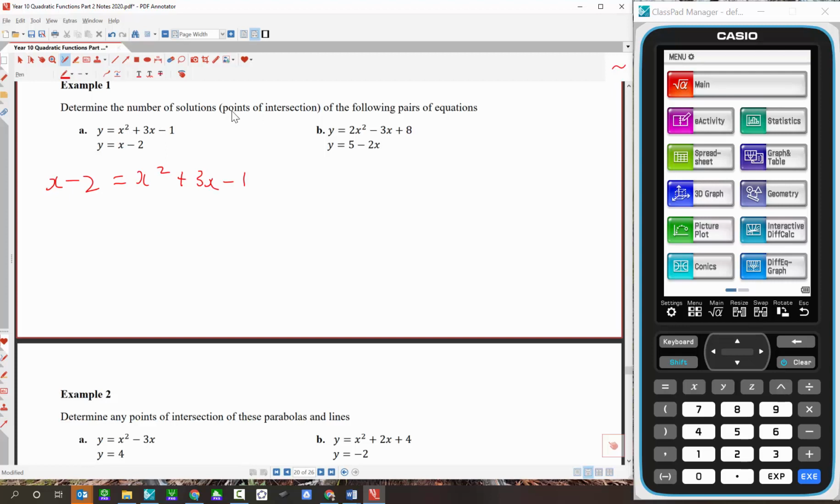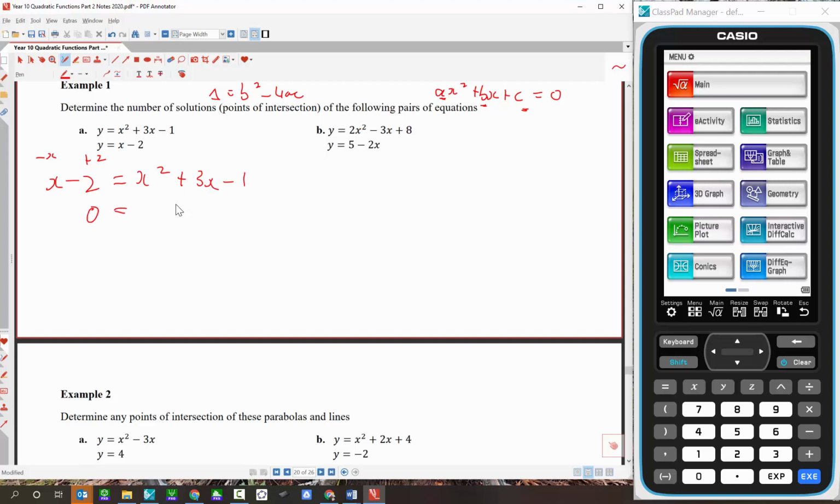Now, to determine the number of solutions, we want to run the discriminant check. And remember, the discriminant is b squared take 4ac. And that depends on the equation being written in ax squared plus bx plus c equals 0 form. So we need the a, the b, and the c. Now, notice how this equation isn't in the required form. So what we're going to do is just quickly transpose it. So I'm going to subtract x and add 2 from the left-hand side.